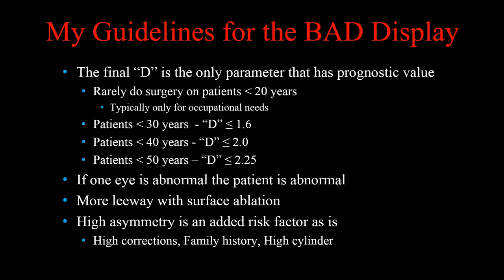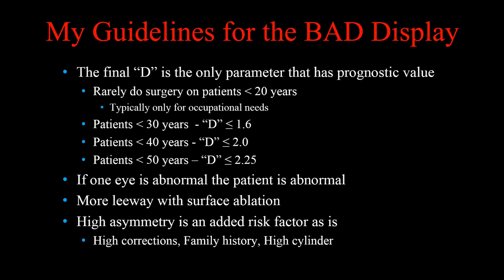Let me say it again. For patients in their 20s, I'm concerned with a final D of greater than 1.6. That's in either eye. For patients in their 30s, or less than 40, I use an upper limit of 2.0 on a final D. And for patients above 40, I'll go up to 2.25 as a final D. If one eye is abnormal, obviously the patient should be considered abnormal. It's not, well, I only treated one eye because that eye had a normal D. If one eye is abnormal, the patient is abnormal.